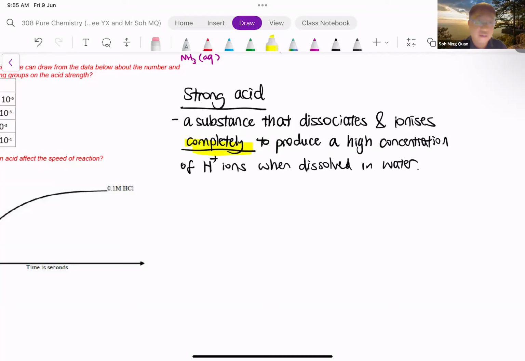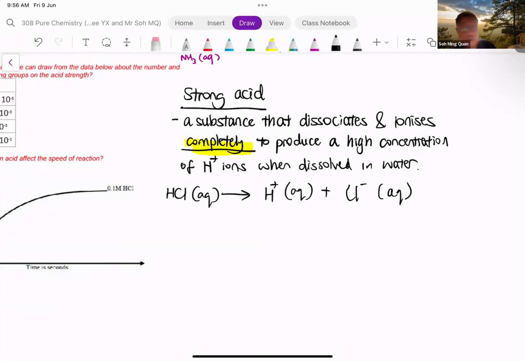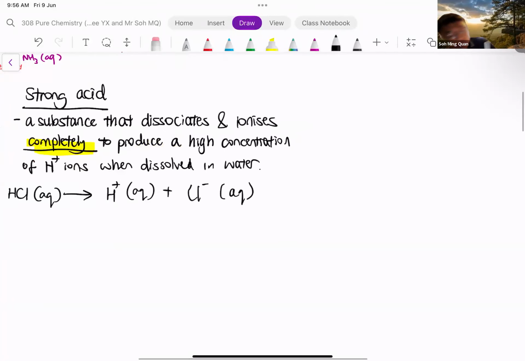So you notice that this definition is quite similar to the previous definition, except for the fact that you need to say that a strong acid is one which dissociates and ionizes completely. So HCl is a strong acid, because it dissociates completely. So if I have 1 mole of HCl, I will get 1 mole of H+ when I dissolve it in water. Now that's a strong acid. Then we move on to what's a weak acid.